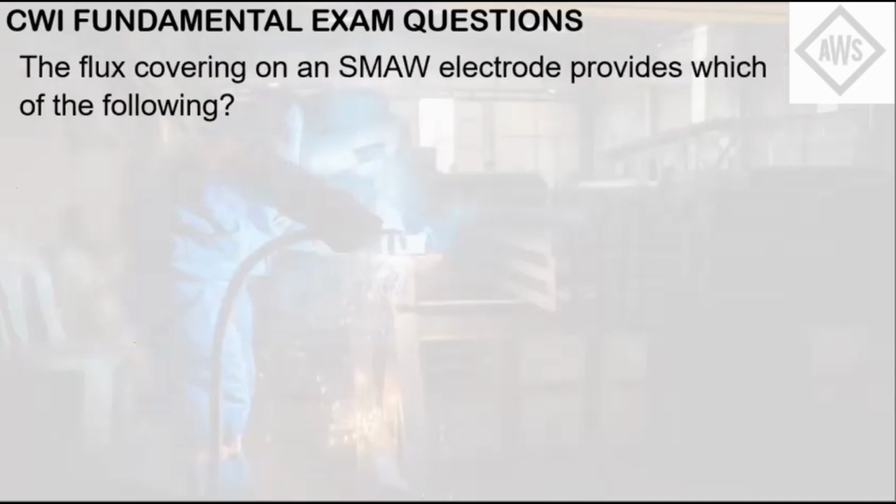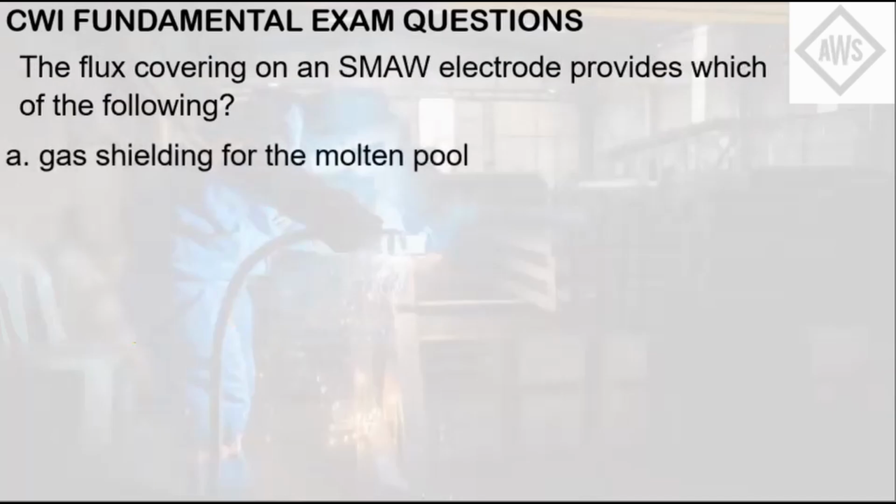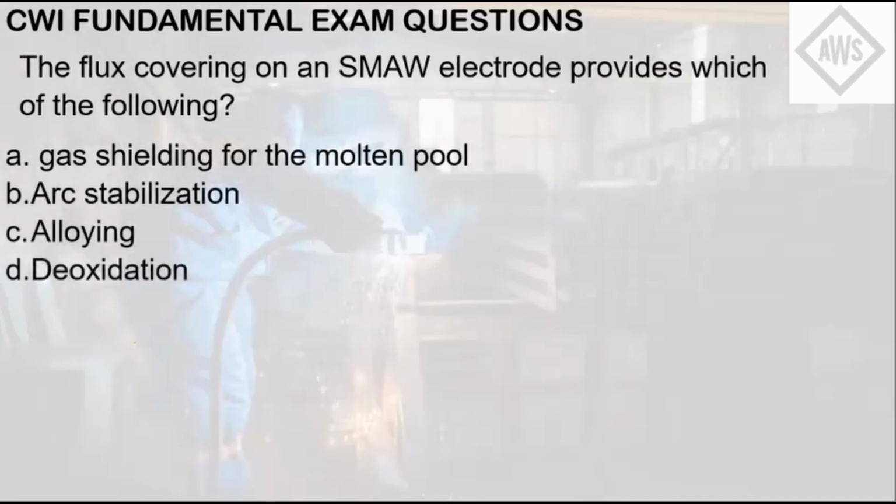The flux covering on an SMAW electrode produces which of the following? Letter A, gas shielding. Letter B, arc stabilization. Letter C, alloying. Letter D, deoxidation. Letter E, all of the above. The answer here is letter E, all of the above. So the flux covering on the stick welding electrode provides each of these characteristics.